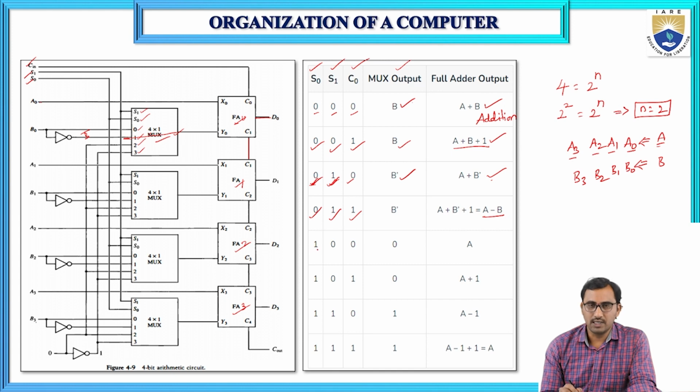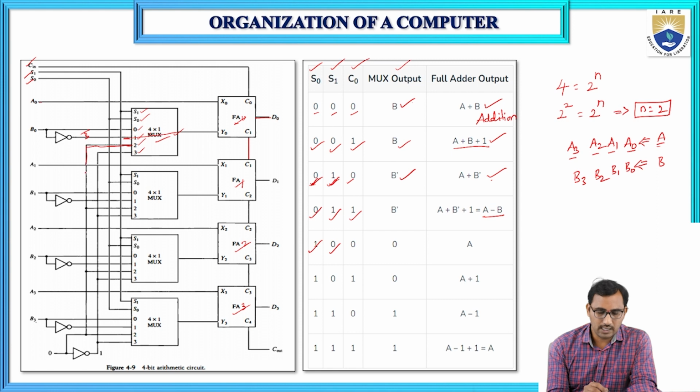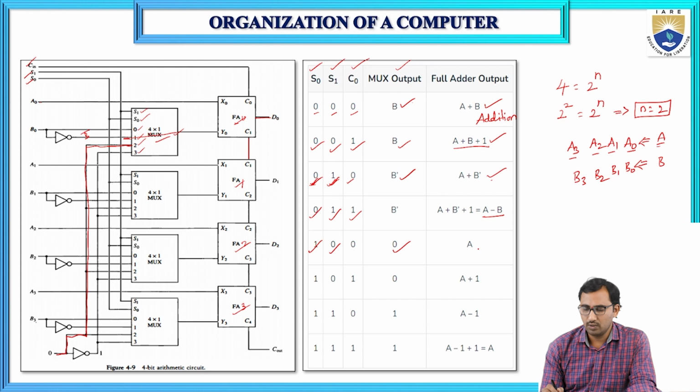And similarly, if the selection lines are changed to 1 0, the second input of the multiplexer, we have connected 0 input to the multiplexer. So that's why the output of the multiplexer is 0. So that means it performs the operation A. That means transfer A. Whatever the content is there in A, that will be transferred to the output. So that's why it is transfer A.